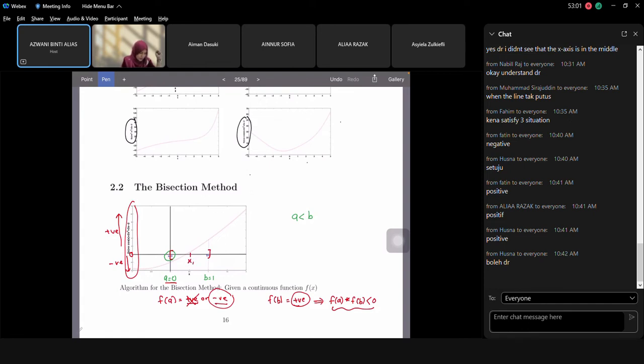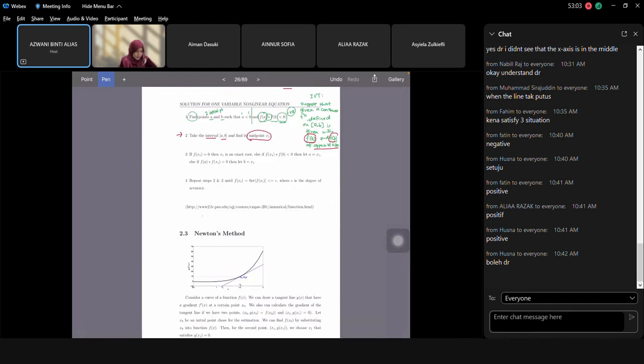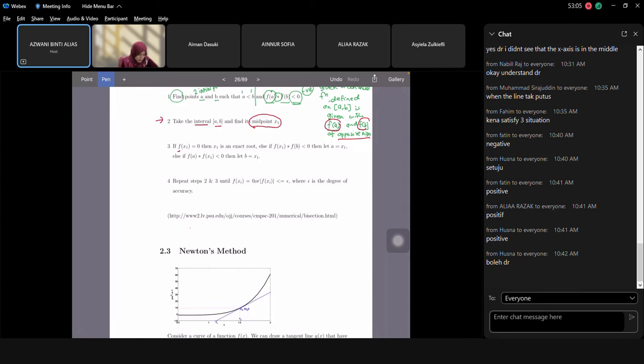That is what it means. Now, if fx here is 0, we automatically get exactly at that point fx equal to 0. So it means X1 is the exact root. But we rarely get this. Very rarely. If we get this, okay, stop. It means X1 is the solution.